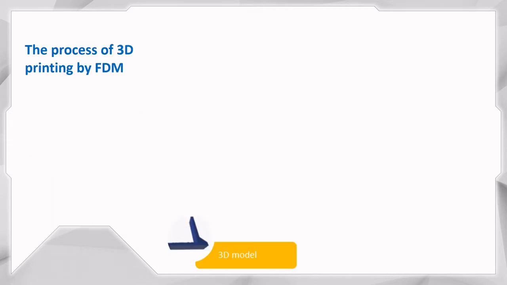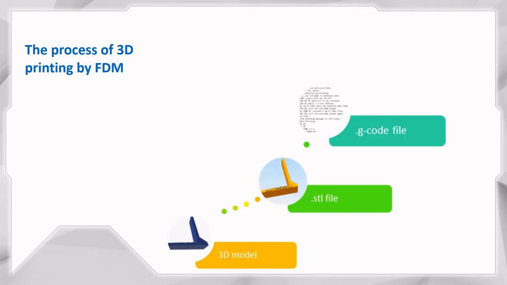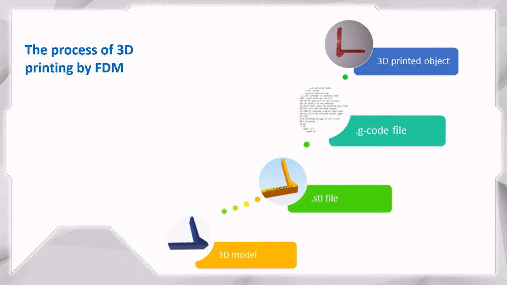In order to 3D print an object, first we need its 3D model. This has to be converted into an STL file. Next, the STL file must be sliced into a set of sections using slicer software. The slicer software also sets the 3D printing process parameters and generates a G-code file that contains all the instructions needed by the 3D printer to complete the job.